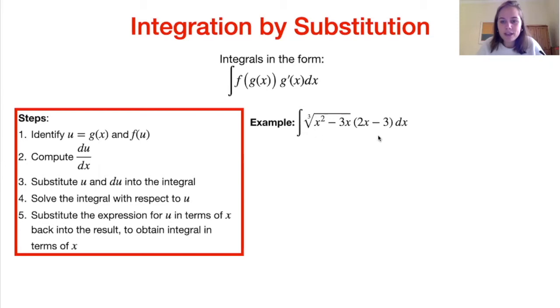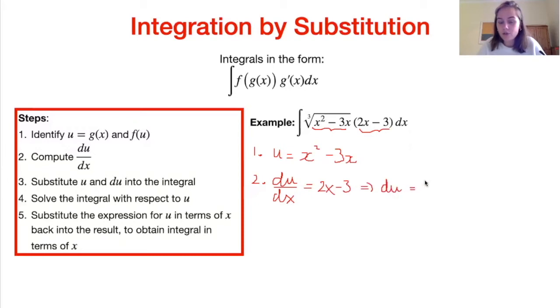Well, we identify here that 2x minus 3 is the derivative of what's in this cube root, the derivative of x squared minus 3x. So our first step, we've identified that u is equal to x squared minus 3x. Second step, computing the derivative of u with respect to x, we find that du by dx is equal to 2x minus 3. Again, I'm just going to rewrite this as du is equal to 2x minus 3 dx.